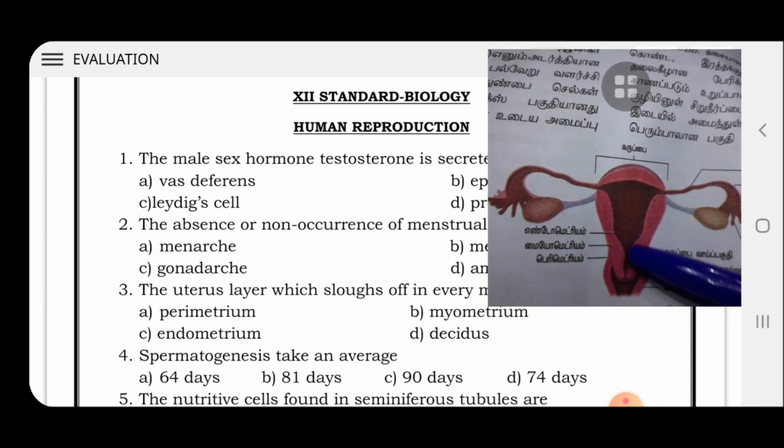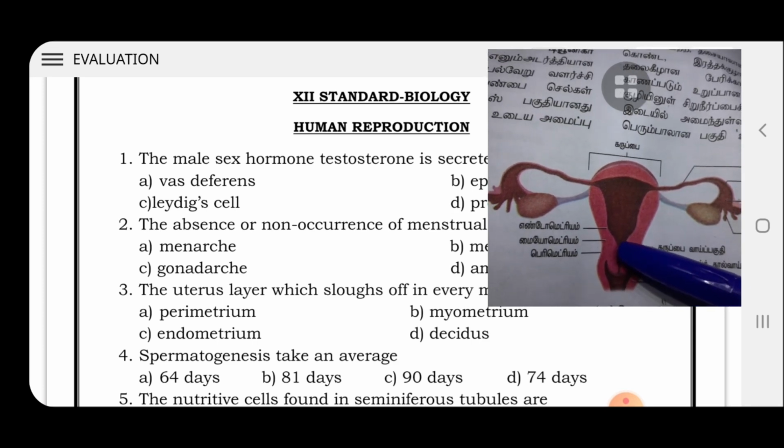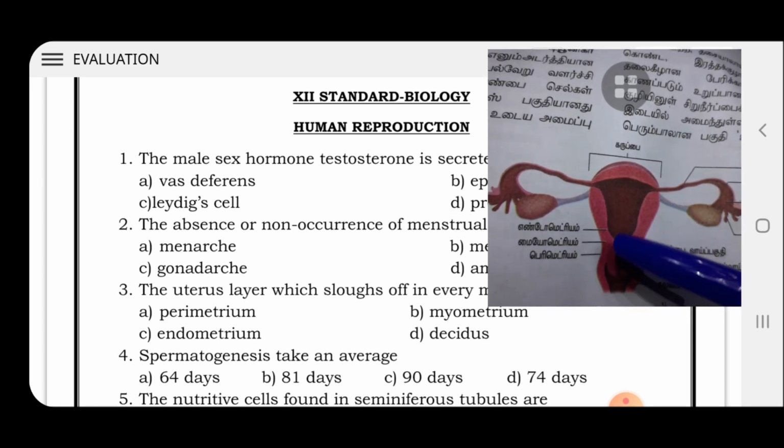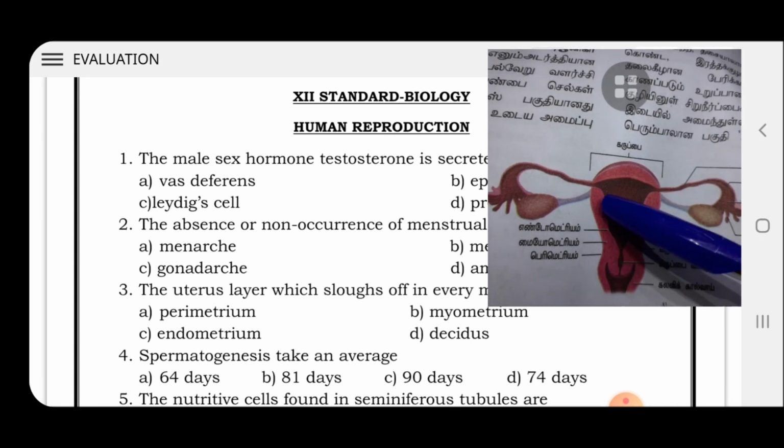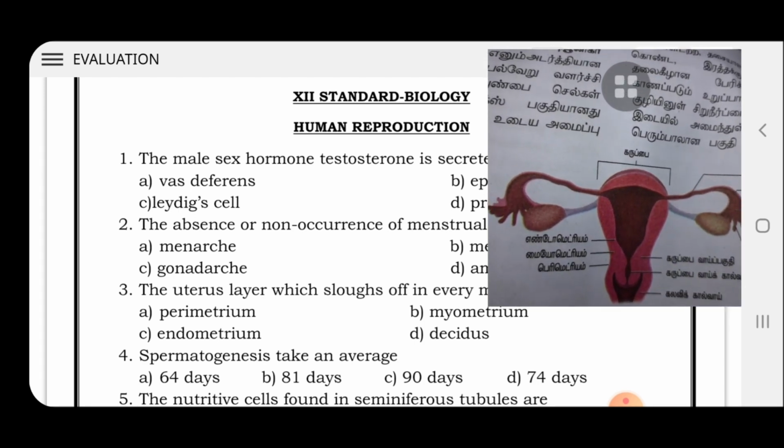And then the innermost layer is called endometrium. Generally, we classify the menstrual cycle into 3 stages based on the changes that take place in the endometrium, that is, destruction and formation. So here the answer is endometrium.